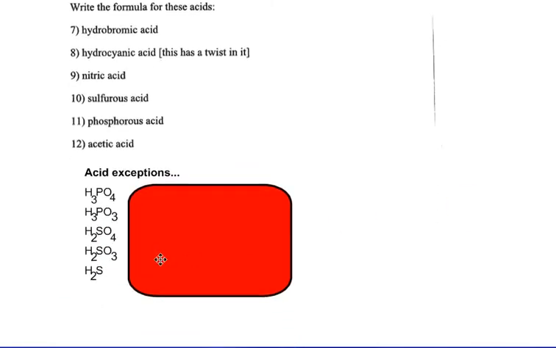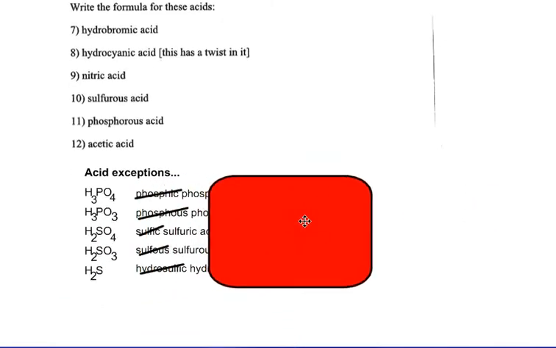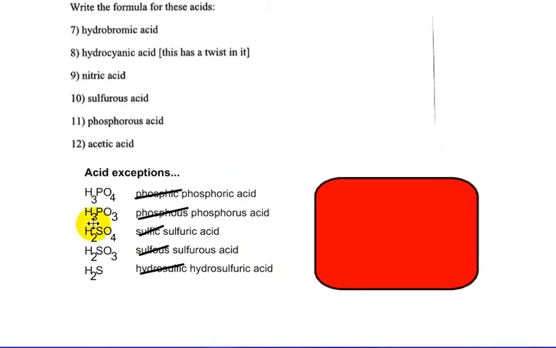Now at the very bottom I have those acid exceptions, so putting all of them down. H3PO4 should be phosphic, but it's actually phosphoric. H3PO3, phosphus, but it actually is phosphorus acid. And the ones that we looked at already, sulfic acid should be sulfuric, sulfus should be sulfurous acid, and hydrosulfic should be hydrosulfuric acid. Okay, so those are some of the exceptions.